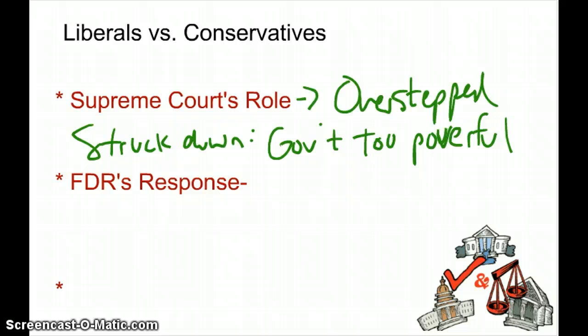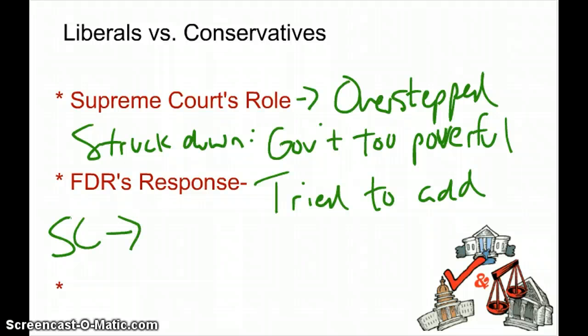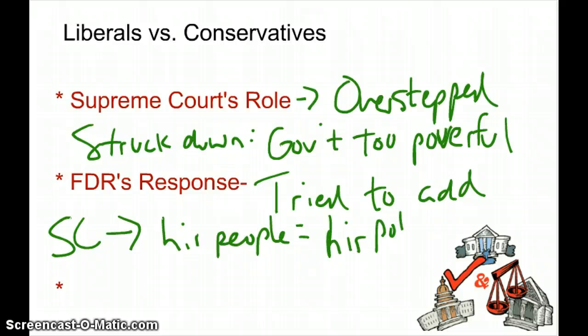So what was FDR's response? FDR's response was pretty radical, and this is something that he's really been hated on, was that he tried to add Supreme Court justices. So if he added enough, he would basically get his way, because he would put his people into play, which means his policy would pass. So his people equals his policies. And this was not okay.